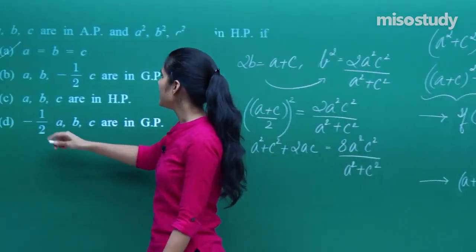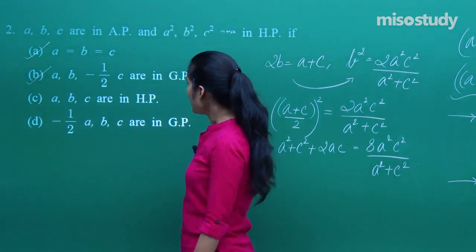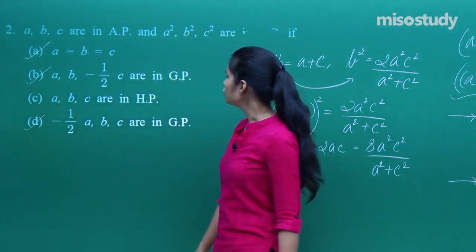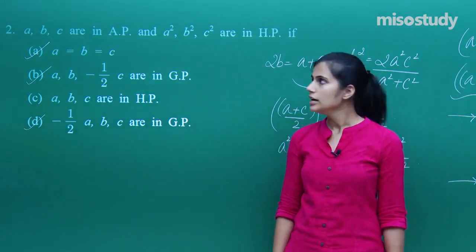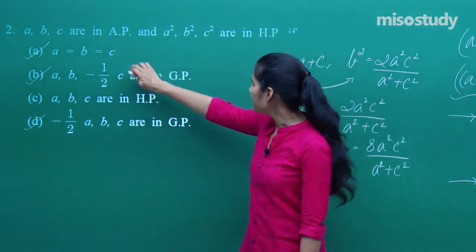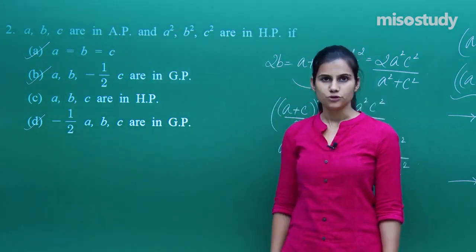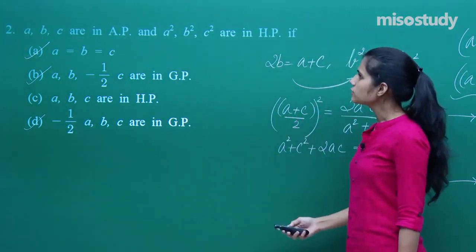That means when A, B and minus half C, and minus half A, B, C are in GP, these are the three very situations where A, B, C will be in AP and A square, B square, C square will be in HP. Next question says what?